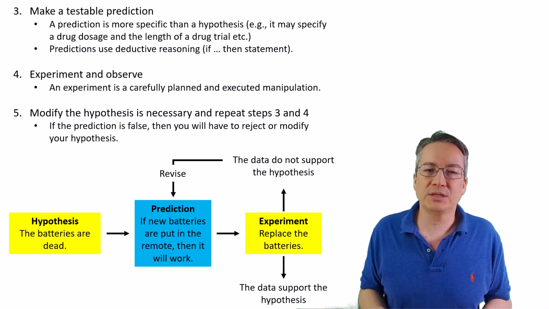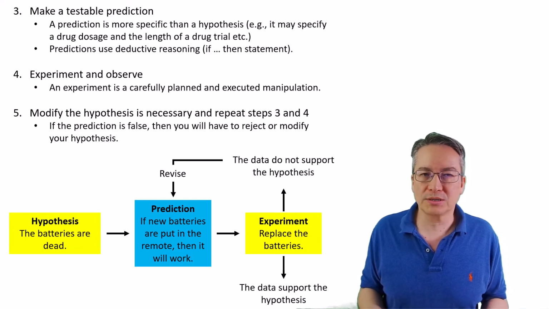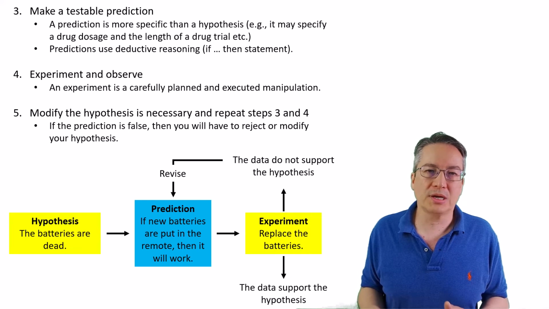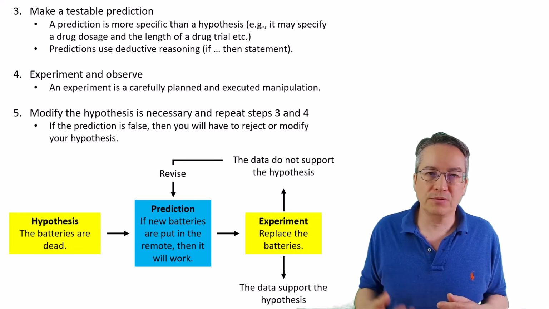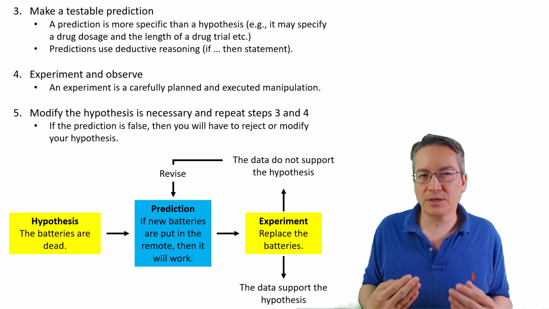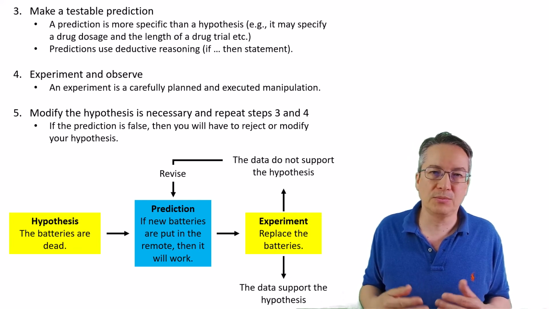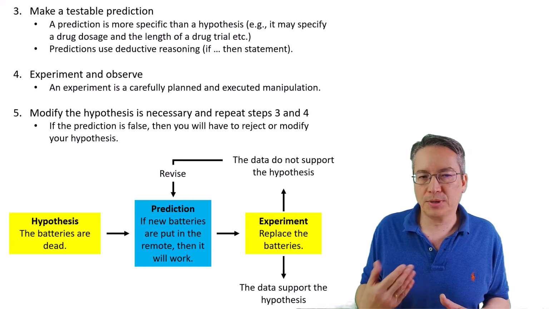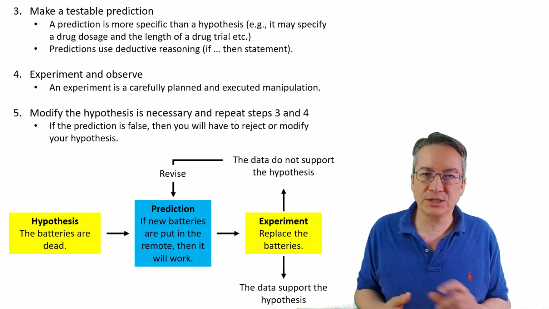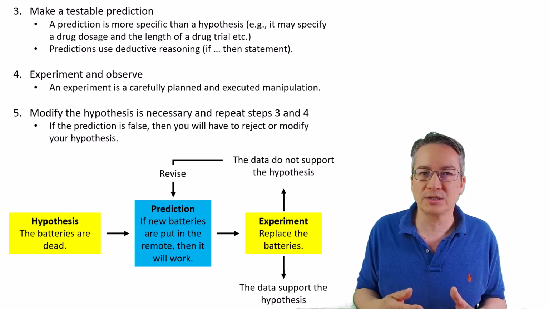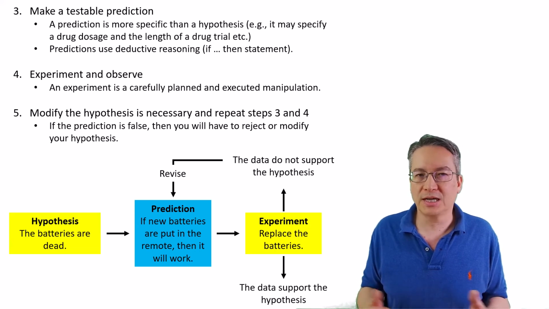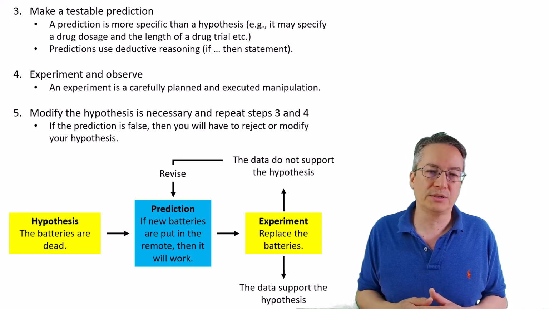Now there are potentially different outcomes. If you put the batteries in and the remote works, then the data support the hypothesis. We don't say that we prove the hypothesis, and the reason is that logically we haven't really proved it. It's possible that just by jiggling things around, there might have been a loose wire, and that loose wire is now back in the right position, and that's why the remote is working. It had nothing to do with the batteries.